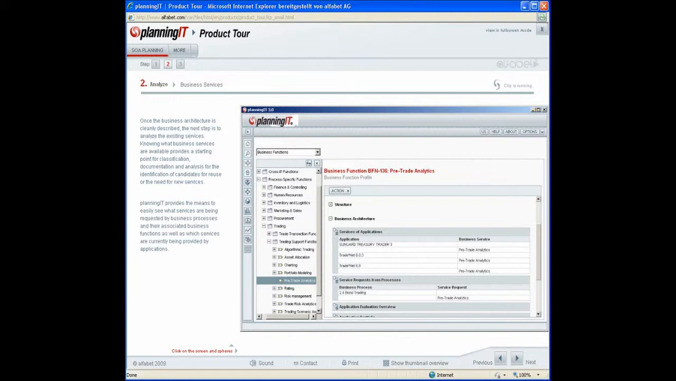planningIT provides the means to easily see what services are being requested by business processes and their associated business functions, as well as which services are currently being provided by applications. Here we can see that the business function pre-trade analytics references the business process bond trading that is requesting the business service pre-trade analytics.